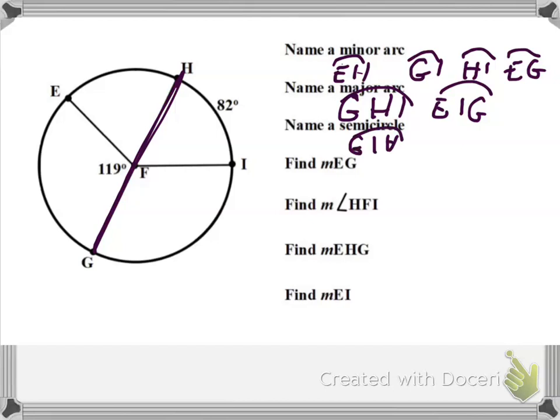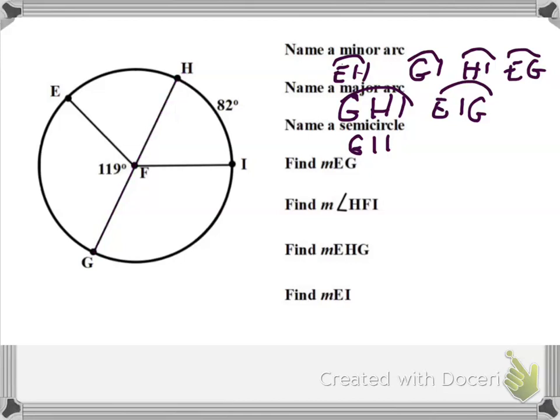Notice, arc GIH is not the same as arc GHI. They're different things. The first one, GIH, starts at G, goes through I, and then to H. The other one, GHI, starts at G, goes to H, and ends at I. So they're two different things. So the order does matter a bit, all right? Especially if you've got something in the middle.